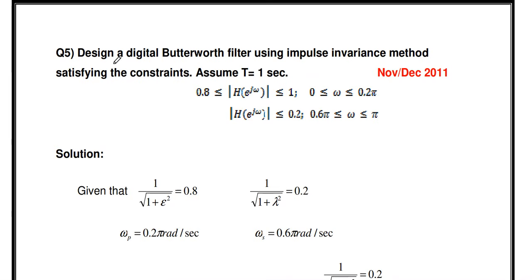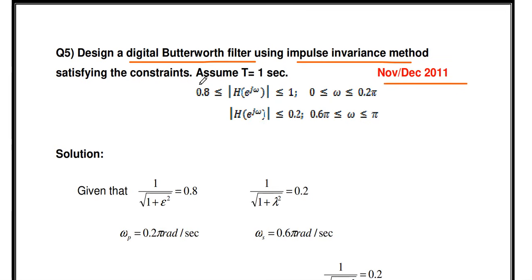Look at the question: design a digital Butterworth filter using the impulse invariant method that satisfies the following constraints. The modulus of H of e power j omega is between 0.8 and 1 for the frequency omega between 0 and 0.2 pi, and H of e power j omega is less than or equal to 0.2 for omega between 0.6 pi and pi. It is a November/December 2011 question.